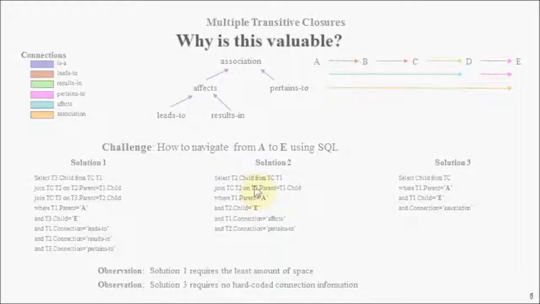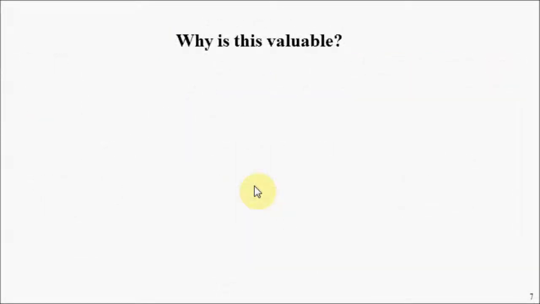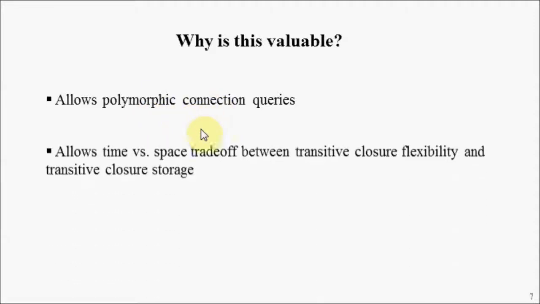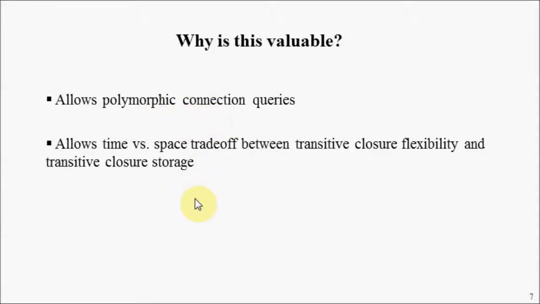So why is this valuable? Well, first of all, it demonstrates the ability to do polymorphic connection queries here. We talked about polymorphic queries in the past with respect to class nodes. Now we're talking about the ability to provide that polymorphism with respect to class connections here. And secondly, as I talked about in the last slide, it allows the designer to make a time versus space trade-off in terms of transitive closure maintenance.